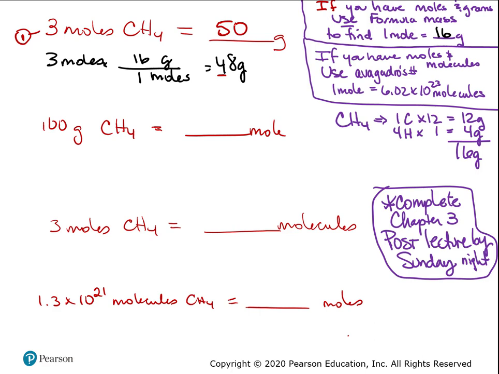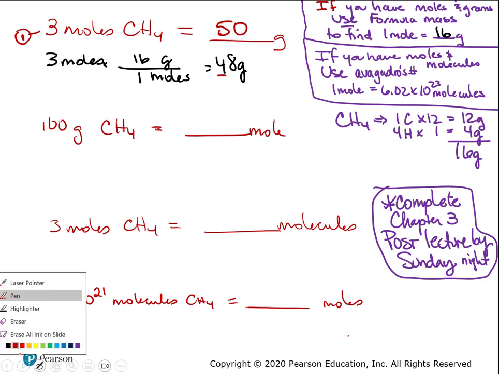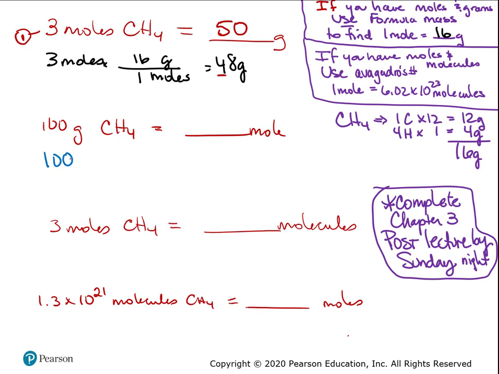Then the next one. If I have 100 grams of CH4, how many moles of that? So I just have to take 100 grams. That's what I'm given. Times in a line. What goes on the bottom this time? Grams. So the unit I'm given goes on the bottom. Moles, the unit I want, the answer, goes on the top. In front of moles, I put a 1, in front of grams, I put a 16. So now I take 100 and divide it by 16.